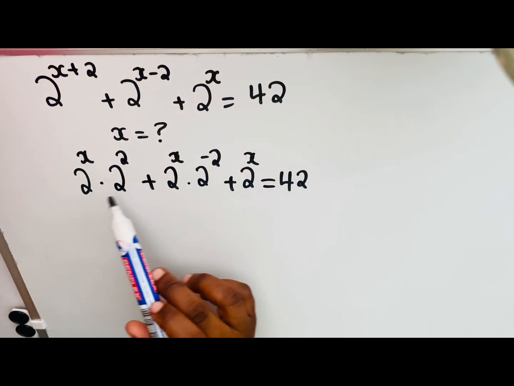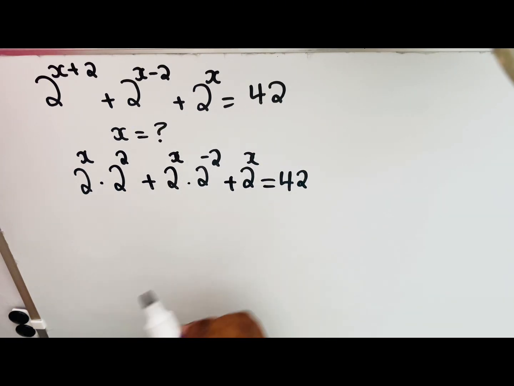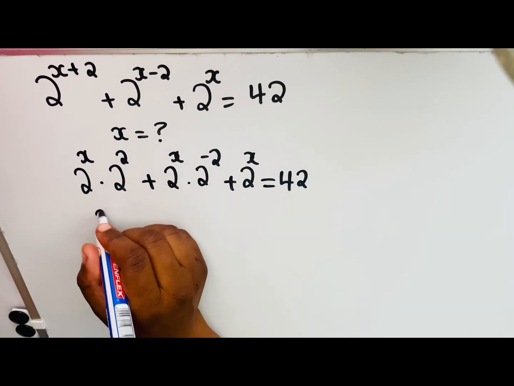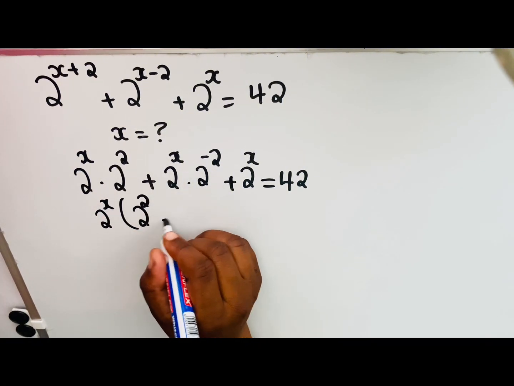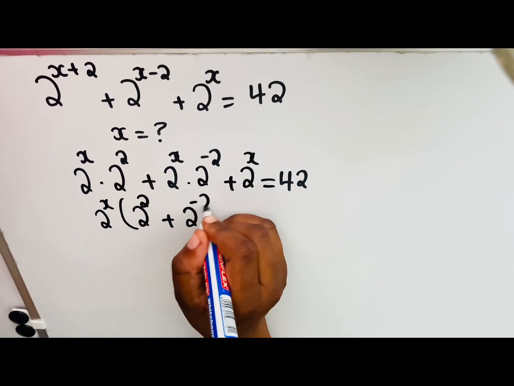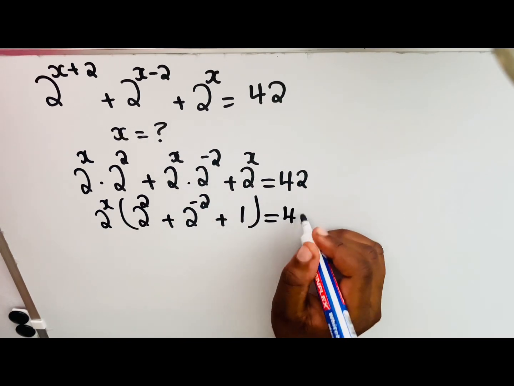Notice each term in this equation has 2^x. 2^x is common. We'll take it as a common factor: 2^x times (2^2 + 2^(-2) + 1) is equal to 42.